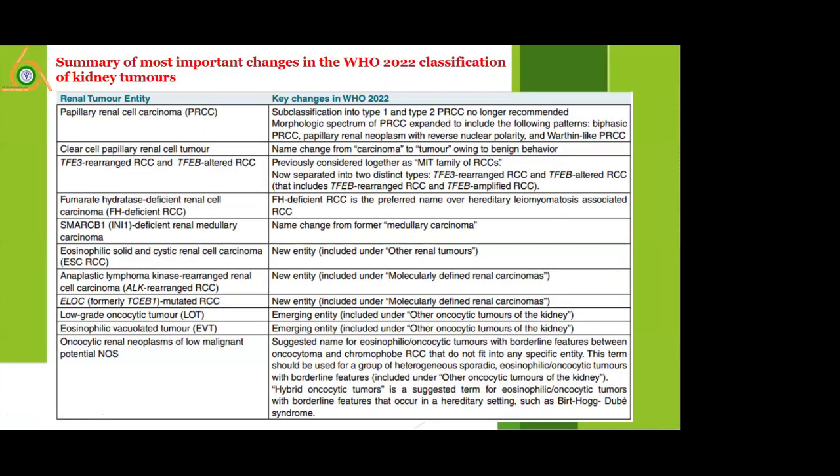So the terminology has been changed from clear cell papillary RCC to clear cell papillary renal cell tumor. Okay. So that is the second important change which has happened. For this particular entity, they have changed the name from carcinoma to tumor. Next slide, please.